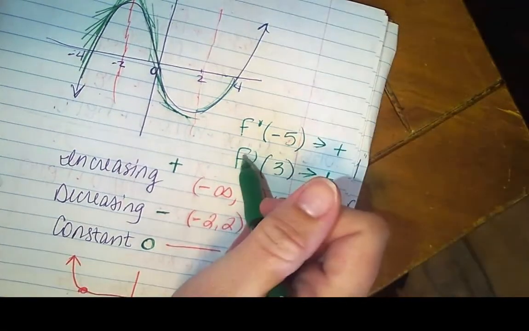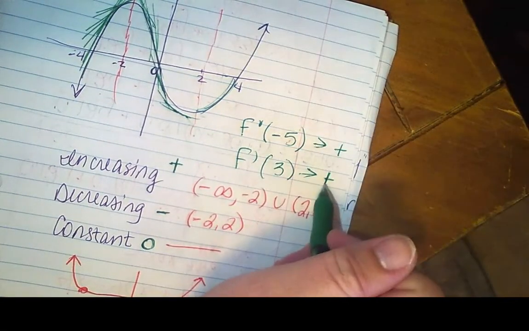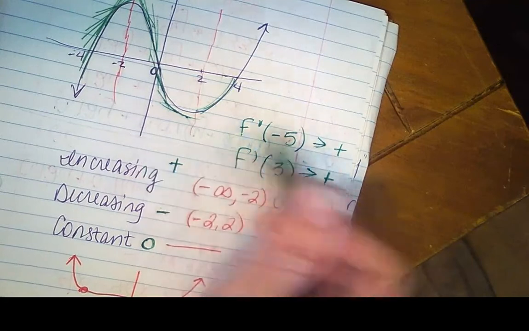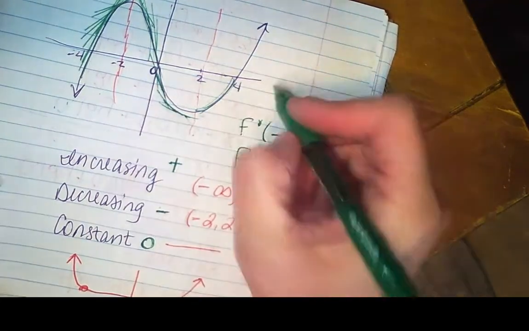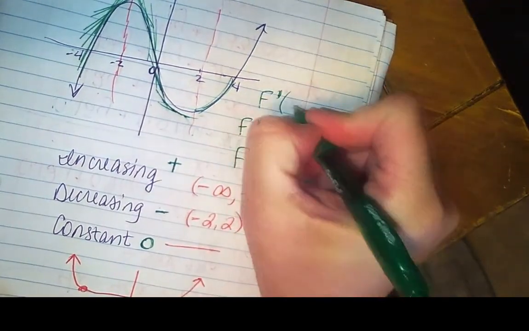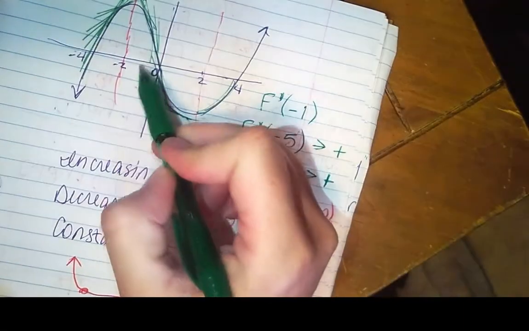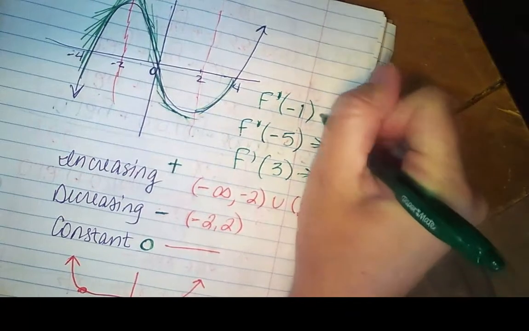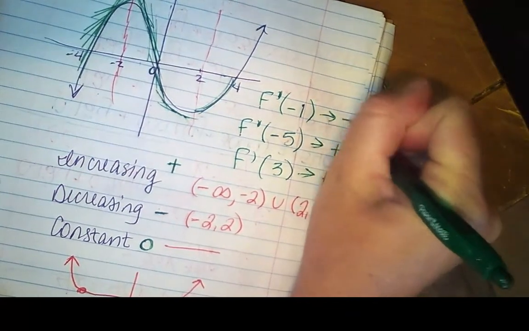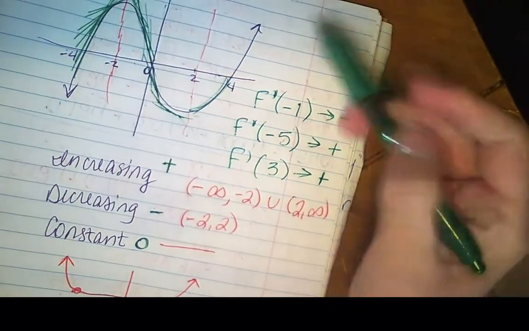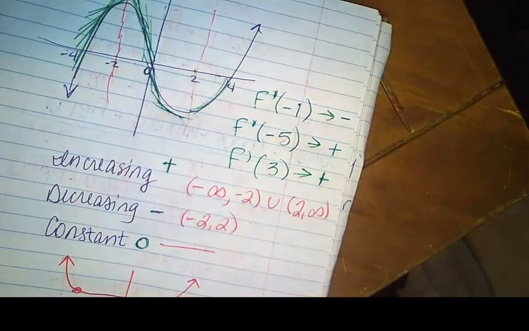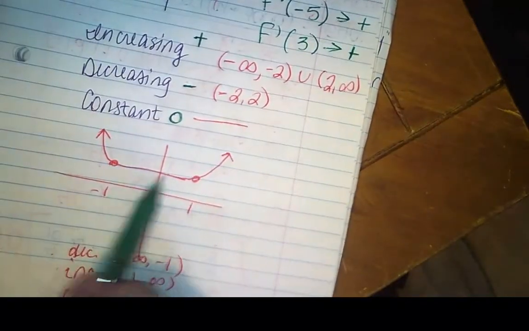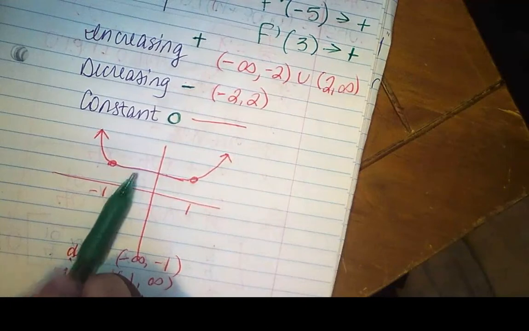So if the value of the derivative is positive, it means your function is increasing. If it's negative, it means your function is decreasing. So if I ask you about negative 1, here's a tangent line at negative 1. So you're going to have a negative derivative because your function is decreasing. And then here, it's going to be 0 because it's constant.